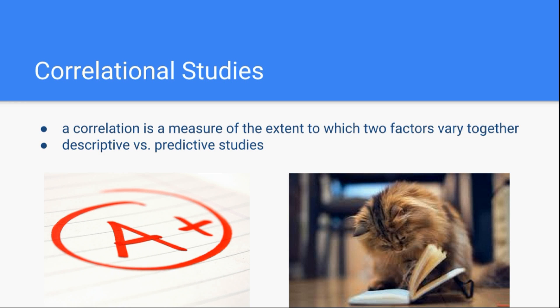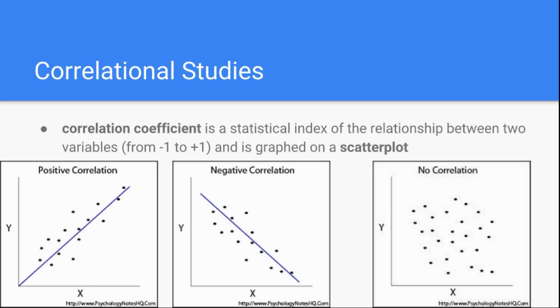And so in that way, we can predict how well someone is going to do on average on an exam based on how many hours they spent studying. That provides us with a correlation. It lets us know that there's a relationship between those two variables. Now, correlation studies often represent their data on scatter plots that represent what we call a correlation coefficient.